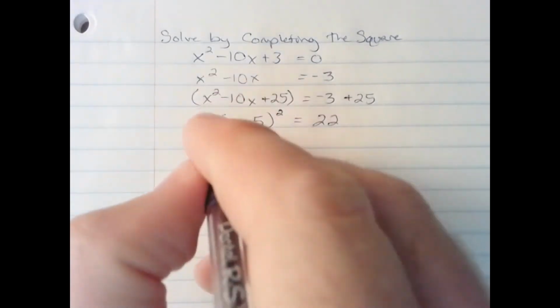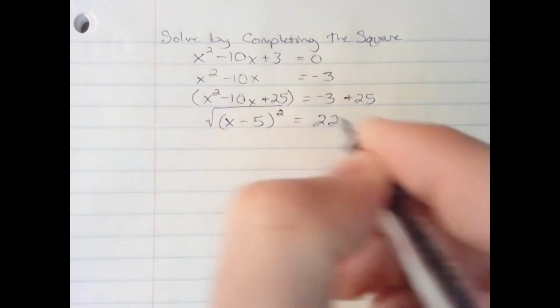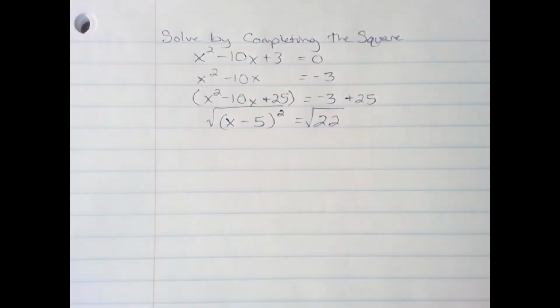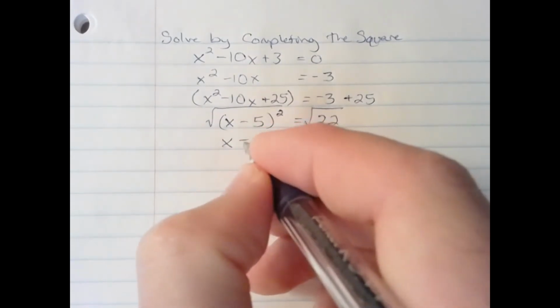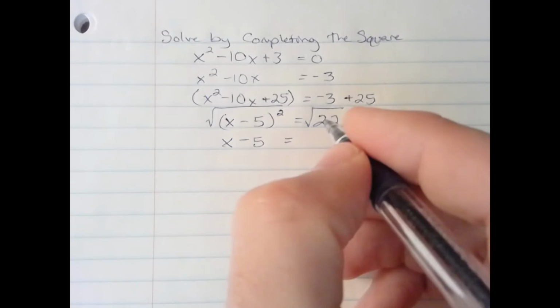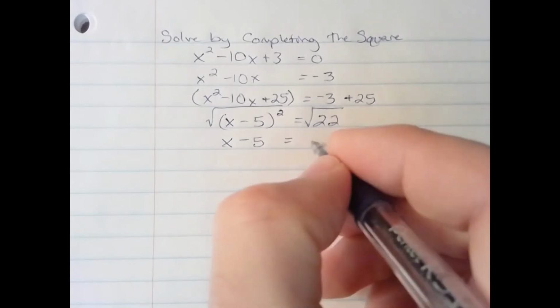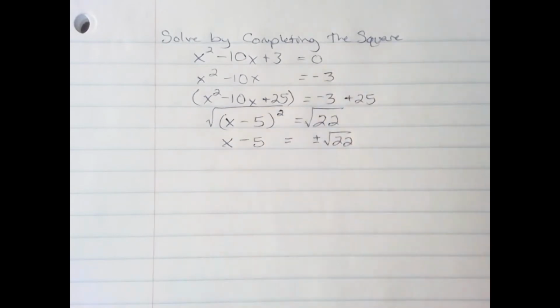Next, what I want to do is undo this square term, so I take the square root of both sides. Taking the square root of a square undoes it, leaving me with x minus 5. Over here, when I take the square root of 22, there are technically two answers, the positive and negative of the square root of 22.